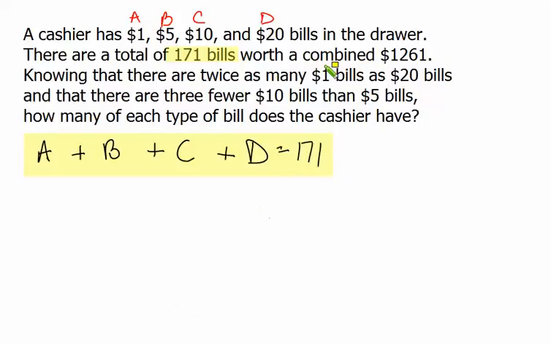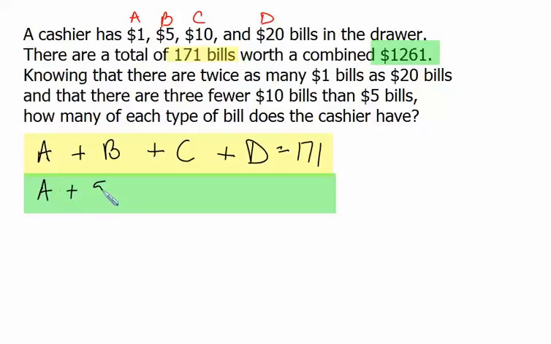Next, the money they're worth. Let's go green for that. Each dollar bill is worth $1. Each $5 bill is worth $5. Each $10 bill is worth 10. And each $20 bill is worth 20. Add them up and we'll get the $1,261.